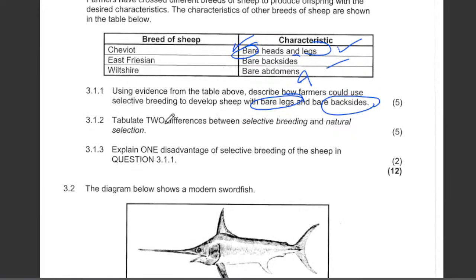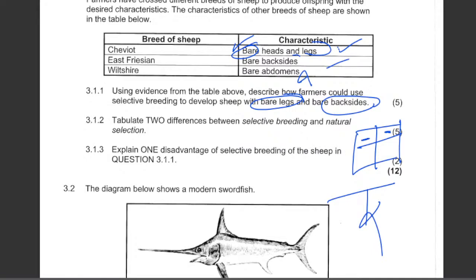Then give two, tabulate. Here you're supposed to draw a table. I told you guys, you draw a complete table. You don't draw a T table. This is wrong. You get a 0. So don't cry when you find a 0 there.